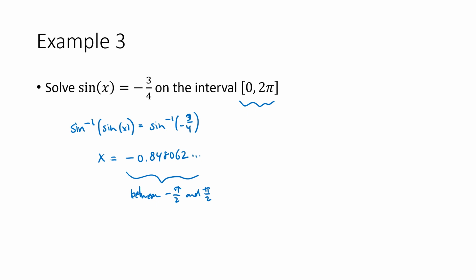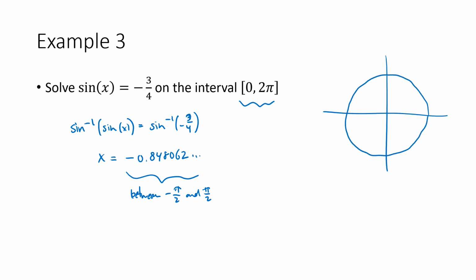And by the way, if you're following along with this on your own calculator and you didn't get negative 0.848, that's probably because your calculator is not in radian mode. And as always, when we're thinking of these trigonometric and inverse trigonometric functions, we always want our calculator in radian mode. So go ahead and change that mode to radian mode, and you should get the same answer that I'm getting here.